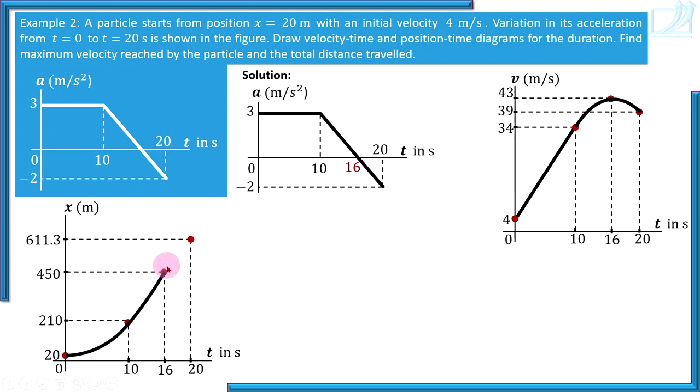So increasing slope curve. Now 16 to 20 velocity is decreasing. What is the velocity at t equal to 16? 43. What is the velocity at t equal to 20? 39. So velocity is reducing, so here the slope should reduce.